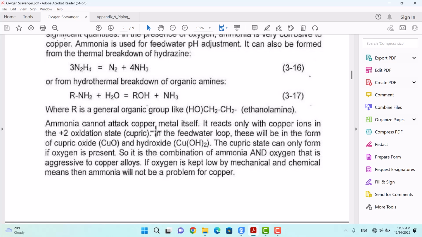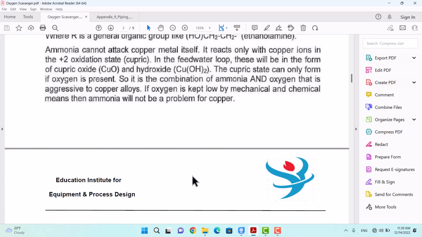Ammonia cannot attack copper metal itself. It reacts only with the copper ions in the plus two oxidation state, cupric. In the feedwater loop, these will be in the form of cupric oxide and hydroxide, with these formulations. The cupric state can only form if oxygen is present. So it is the combination of ammonia and oxygen that is aggressive to copper alloys. If oxygen is kept low by mechanical or chemical means, then ammonia will not be a problem for copper.